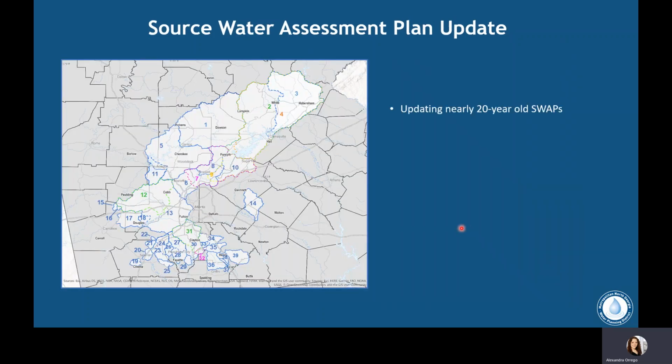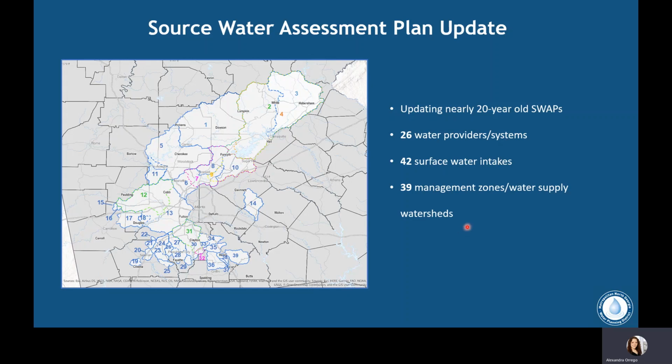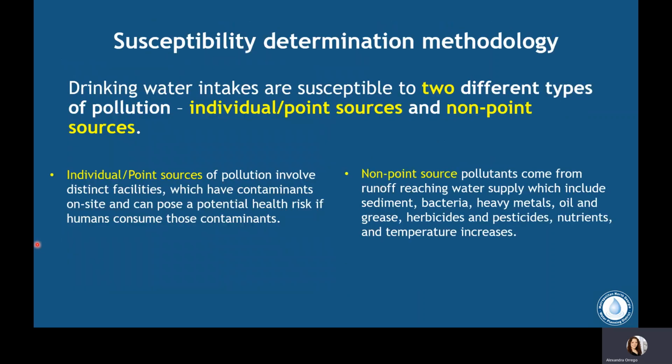In this effort, we have been updating nearly 20-year-old SWAPs for 26 water providers or systems, which translates to 42 surface water intakes, and that results in analysis and assessments for 39 management zones or water supply watersheds. So as you can see, a lot of work went into updating all of these reports, and it covered a wide range of area in the Metro Atlanta region and even in the North Georgia region. So that was just a basic overview as to how we got started on this project and why.